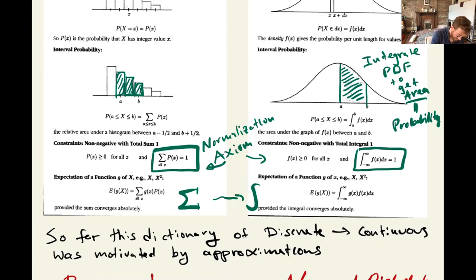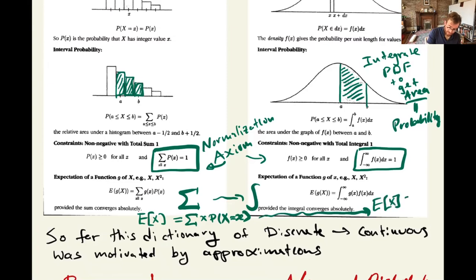Like, for example, the expectation of X we defined as the sum of x times the probability that capital X equals that little value x. But now, if I just apply this rule of turn a sum into an integral, I can now say that the expected value of a continuous random variable is just the integral of x times the PDF. And sometimes we just use f instead of little p, to emphasize that this is a continuous density.